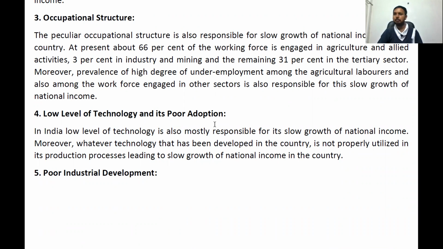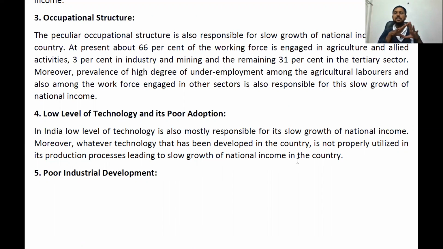In India we do not have modern technology, and also there is some resistance to adopting modern technology. So guys, this is also one of the main reasons behind the low rate of national income growth. In India, the low level of technology is mostly responsible for its slow growth of national income. Moreover, whatever technology has been developed in the country is not properly utilized in its production process, leading to a slow growth rate of national income in a country.